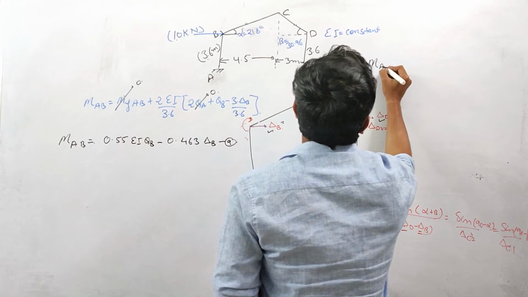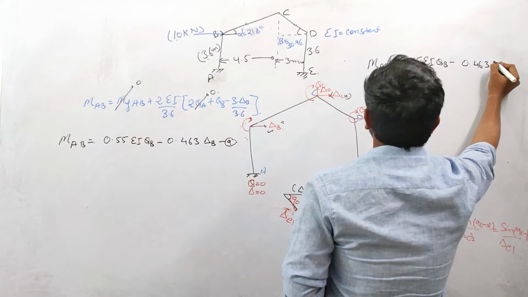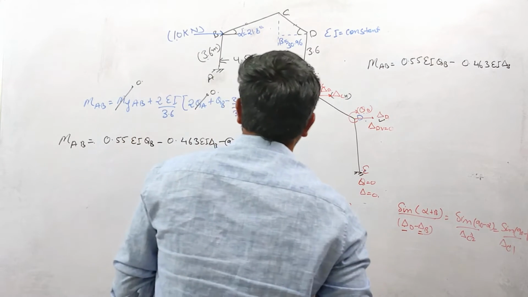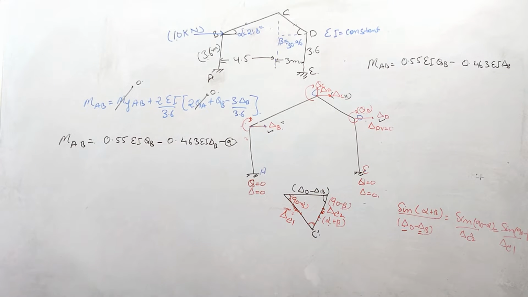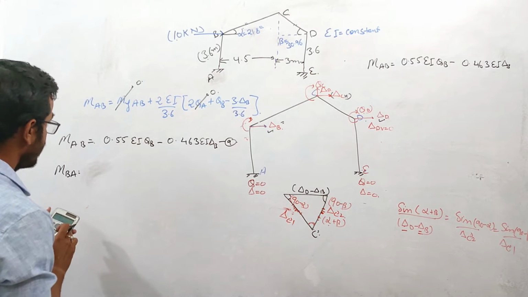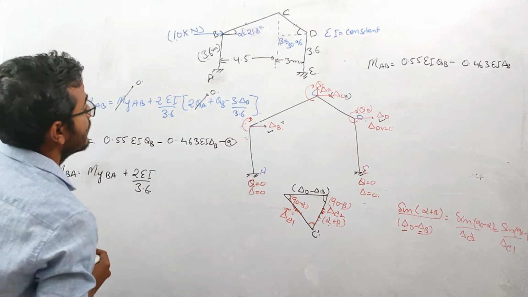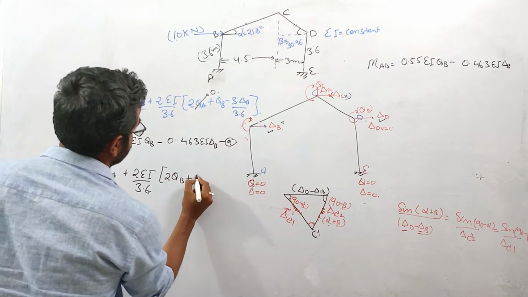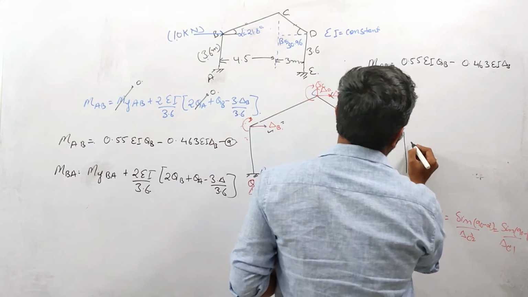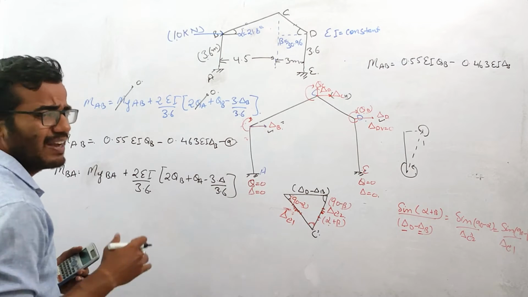So MAB is basically 0.55 EI theta B minus 0.463 EI delta B. Okay, so this will be EI delta B, right? Similarly, I can write the equation for MBA. MFBA will be 0 plus 2EI over 3.6, right? This is twice theta B plus theta A minus 3 delta by L. L is 3.6. The negative sign is because this movement, when it is moving like this, results in generation of an anti-clockwise moment. That's why we are taking the negative sign over here. This thing we have already discussed in detail, right?